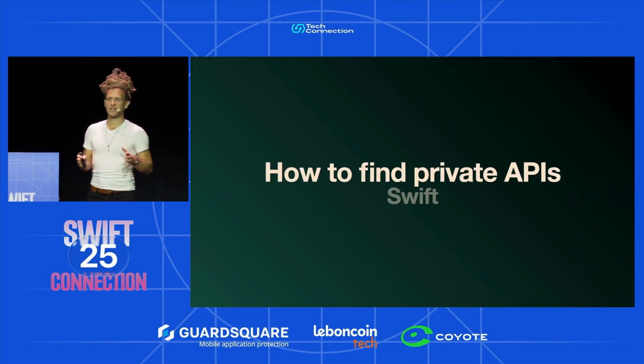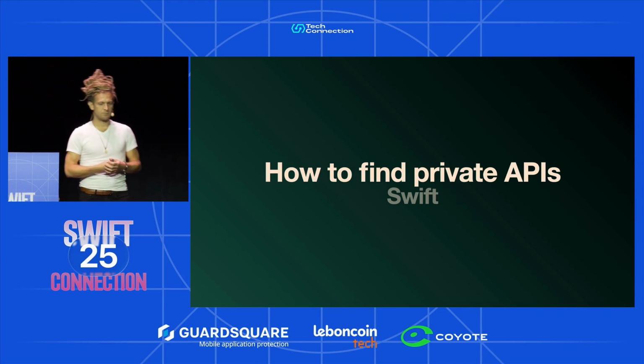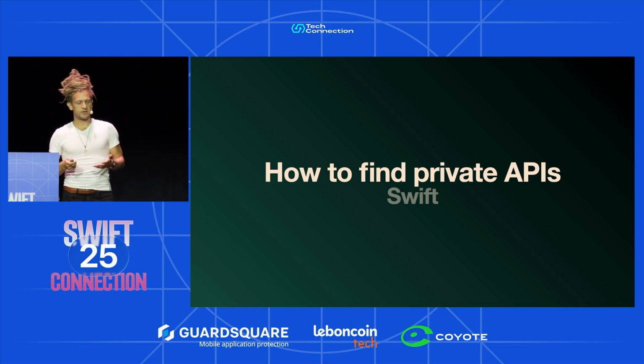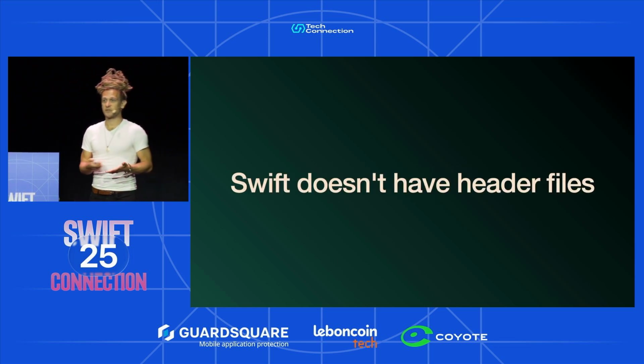But that was not enough to satisfy my curiosity. And so I was like, can we find private APIs in Swift? And let me break it to you. Swift doesn't have header files. Duh.